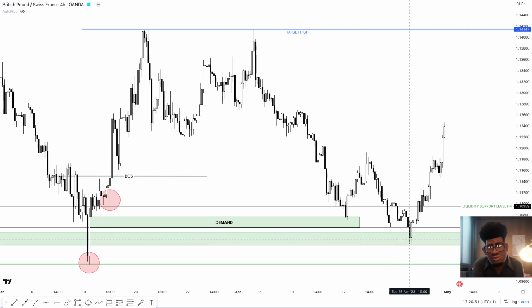You can see right again, we had a liquidity grab, and then the demand zone was here, and then we saw another beautiful buy trade.